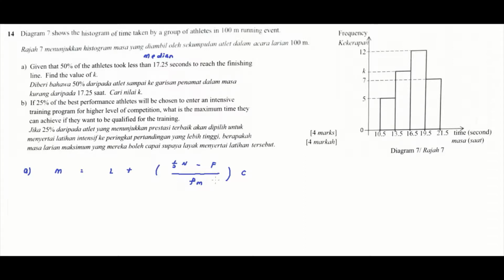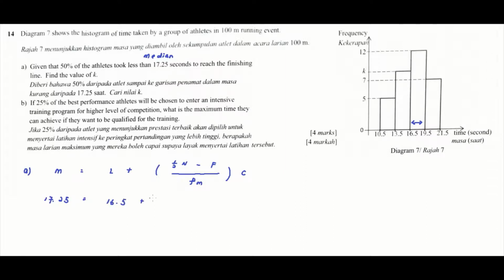Okay, so in this question, we will need to identify our median class first. Since it's given 17.25, 17.25 is actually in between this range, right? Which means it's 16.5 until 19.5. So this is known as the median class. Okay, so let's try to substitute the information that we have here. So it's given that the median is 17.5. So the lower boundary of the median class here is going to be 16.5.